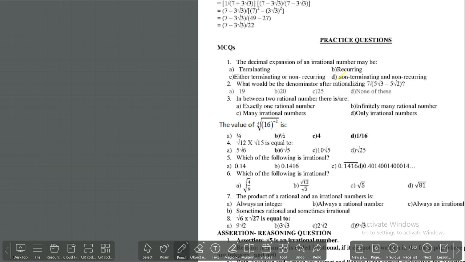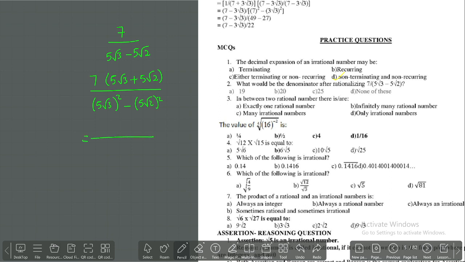What would be the denominator after rationalizing 7 by 5 root 3 minus 5 root 2? Denominator rationalizing. What we have to do? 7 into 5 root 3 plus 5 root 2. Correct? Minus or plus? Plus. Here what happens? 5 root 3 whole square minus 5 root 2 whole square. They asked only denominator. We will work on the denominator itself.